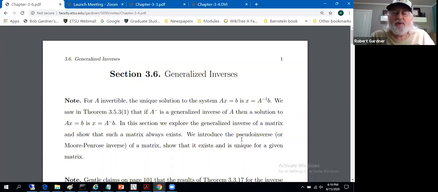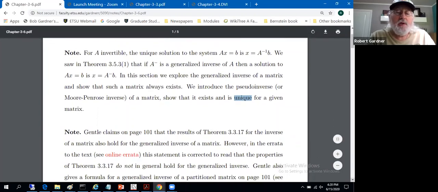We'll also introduce something called a pseudo inverse, also called a Moore-Penrose inverse. We'll show these exist. We'll give sort of a technique for computing them. And these are unique. So these pseudo inverses are unique, whereas the generalized inverses are not.